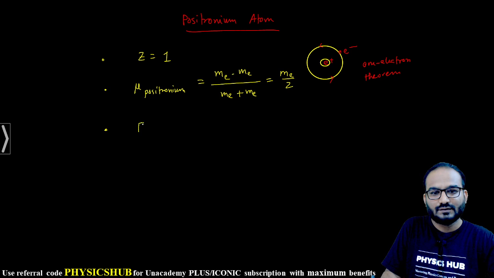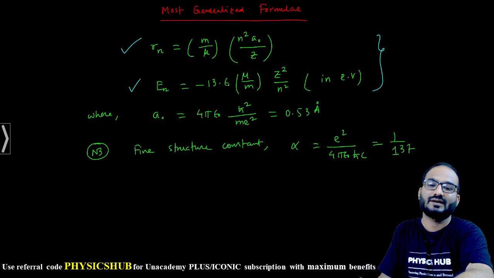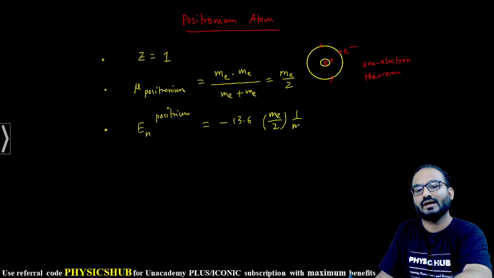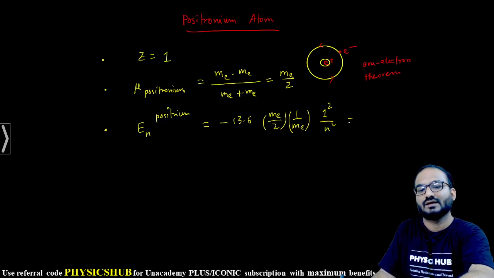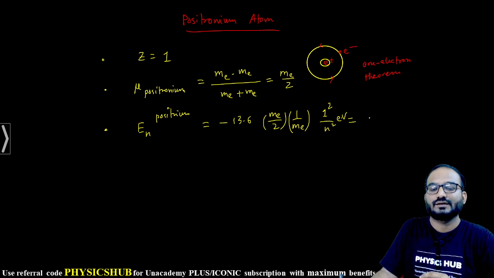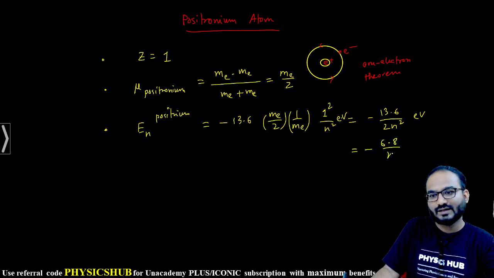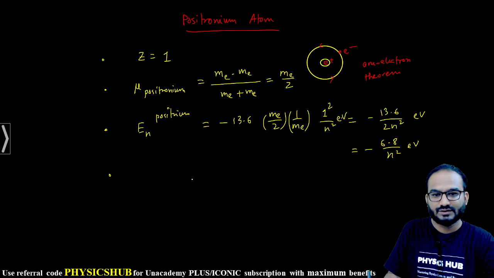Using this we can calculate En for positronium, the total energy at the nth level. You know that it is minus 13.6 mu by m. So minus 13.6, mu is me by 2 divided by m, so 1 by me, into Z square by n square. Z is 1, so 1 square by n square. This is in electron volt. So you get minus 13.6 divided by 2n square in electron volt, which is nothing but minus 6.8 by n square electron volt. In this way you can easily calculate the total energy in the nth orbit of a positronium atom.